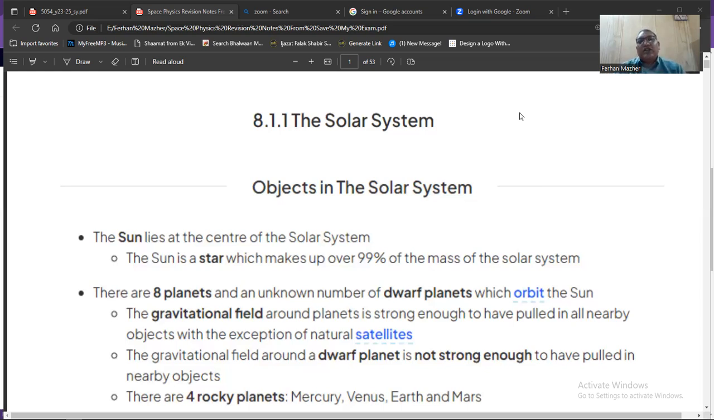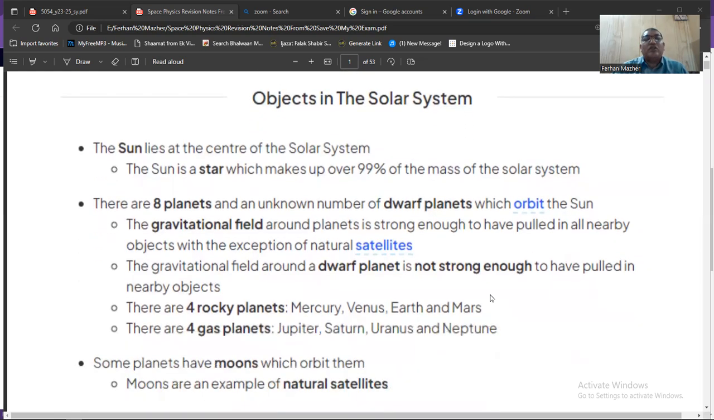Okay, so the solar system. The first thing which we are going to revise is the objects in the solar system. The sun lies at the center of the solar system. The sun is a star which makes up over 99% of the mass of the solar system. There are 8 planets and an unknown number of dwarf planets which orbit the sun. The gravitational field around planets is strong enough to have pulled in all nearby objects, with the exception of natural satellites. The gravitational field around a dwarf planet is not strong enough to have pulled in its nearby objects.